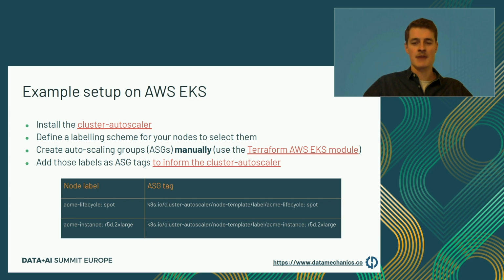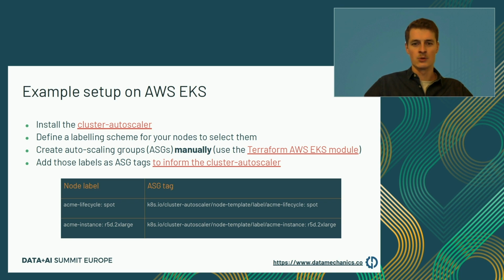Let's see how to set this up on EKS. First, you need to install the cluster autoscaler. This is an open source project, and it consists of a pod that will run on the cluster and interact with the cloud provider to request more nodes when there's no room left on the cluster for pending pods.